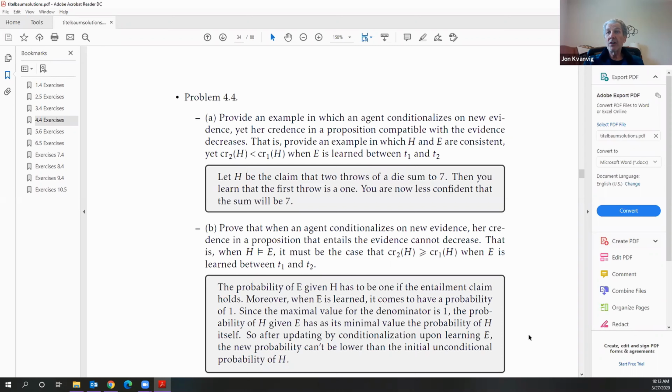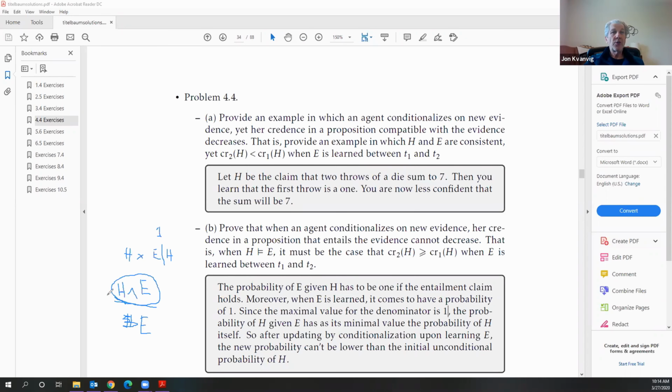Now, what denominator am I talking about? I'm talking about replacing E given H, or H given E, and let's talk about H given E. H given E by the ratio formula is H and E over E. So the maximal value for the denominator is 1. So the probability of H given E has as its maximal value the probability of H itself. All right, let me write that out.